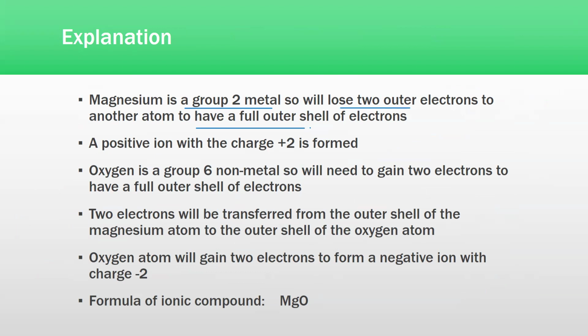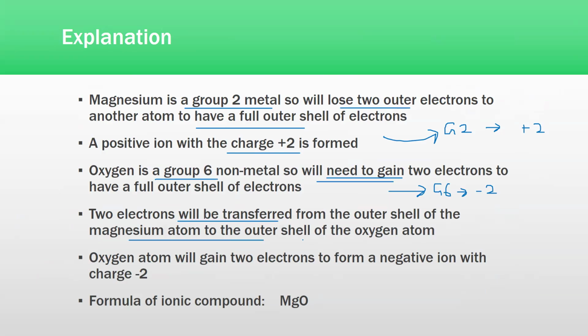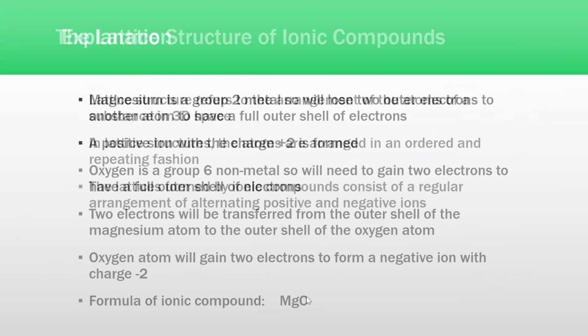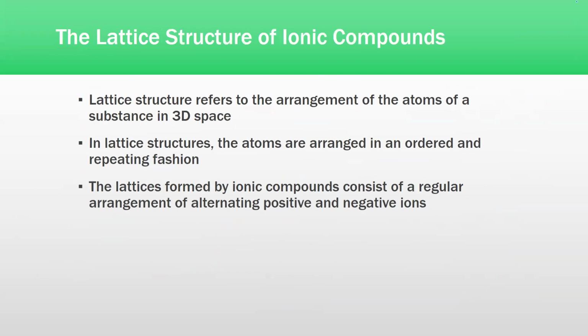So magnesium is a group 2 metal, so it will lose two outer electrons to another atom to have a full outer shell of electrons. A positive ion with a charge +2 would be formed, and oxygen is a group 6 non-metal, so it will need to gain two electrons. Remember, all group 2 metals always have a +2 charge, and group 6 non-metals always have a -2 charge. Two electrons will be transferred from the outer shell of the magnesium to the outer shell of the oxygen atom, and this oxygen atom will gain two electrons to form a negative ion with the charge -2. And this would be the formula of the ionic compound. Let me show you that as well.